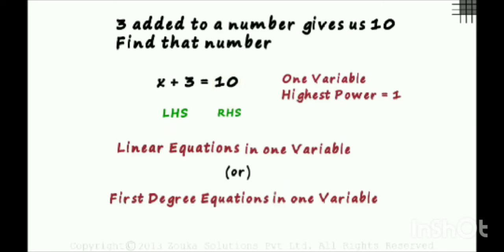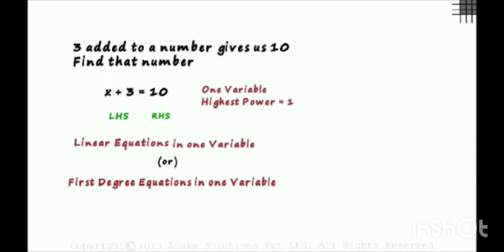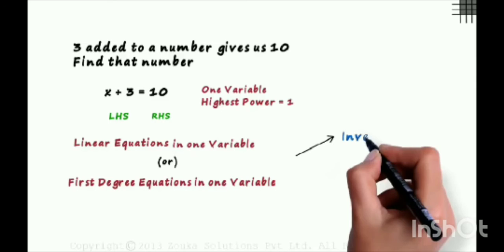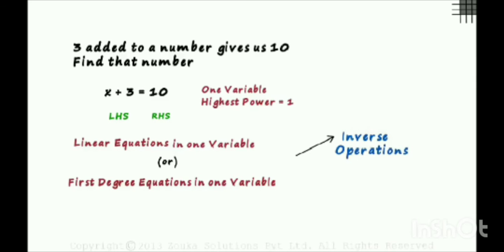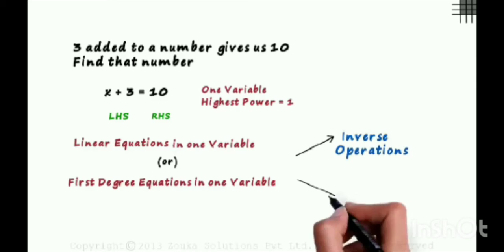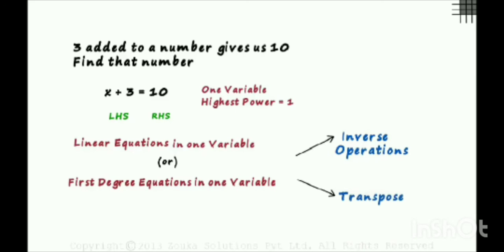The problems for such kinds of equations require us to solve for the value of the variable. There are 2 ways in which we can solve the equation. The first method is called the inverse operations method, and the second one is the transpose method. Both methods give us the same answer, but after we solve equations using both, we will realize that the transpose method is preferred over the inverse operations method.